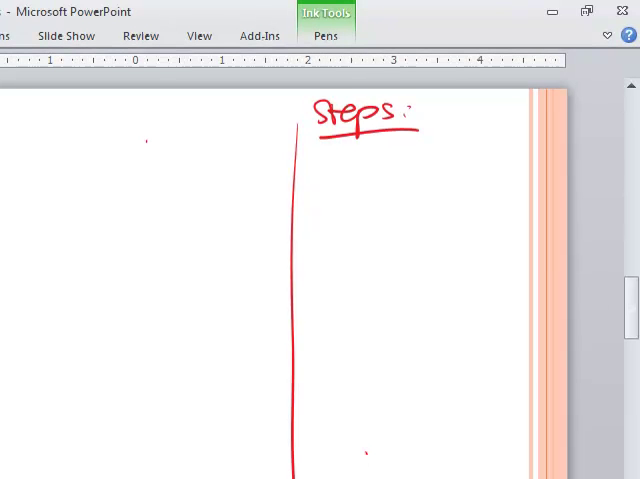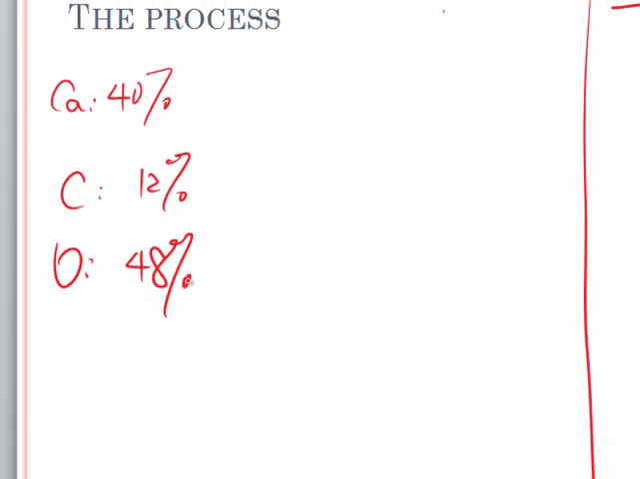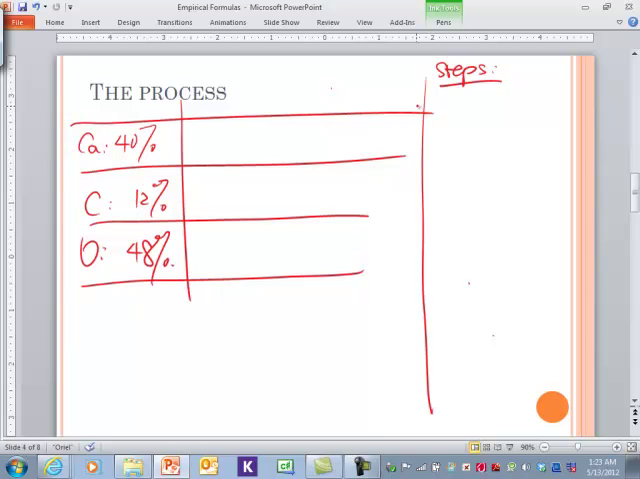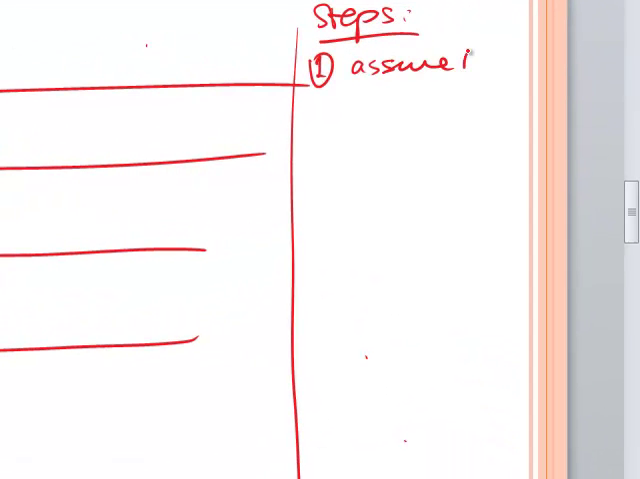So, I'm going to write what is actually happening regarding this. If we have known this information, calcium is 40% by mass, carbon is 12% by mass, oxygen is 48% by mass. Okay, so I like to work in a tabulated form, very organized, very visual. Step number 1, you assume 100.0 grams of the compound.